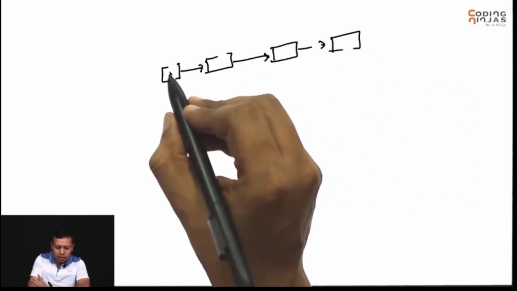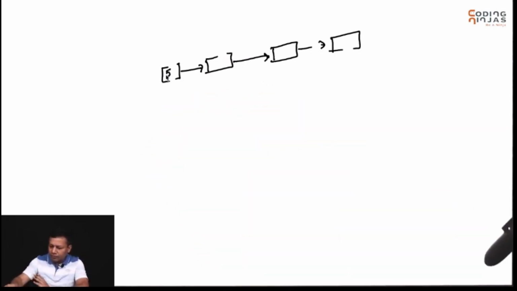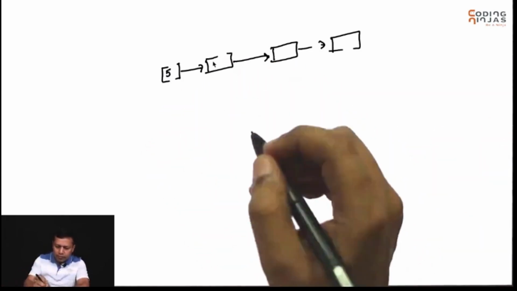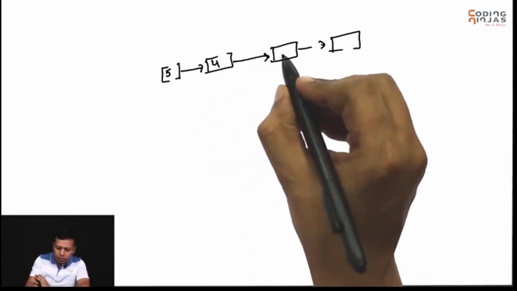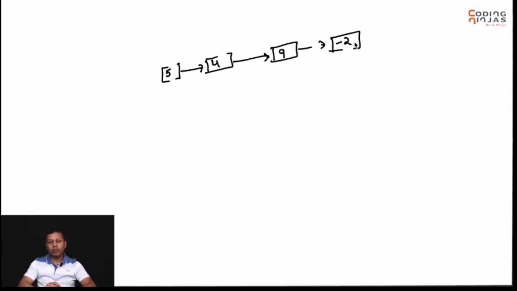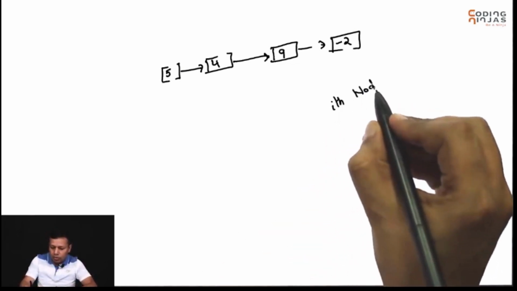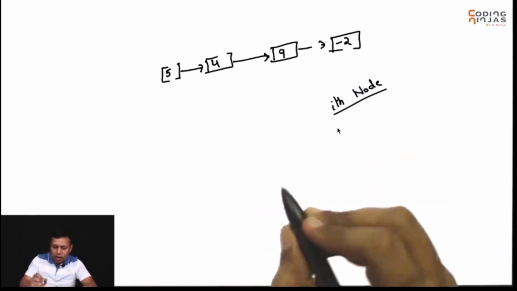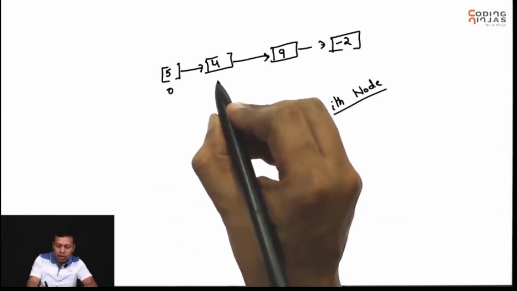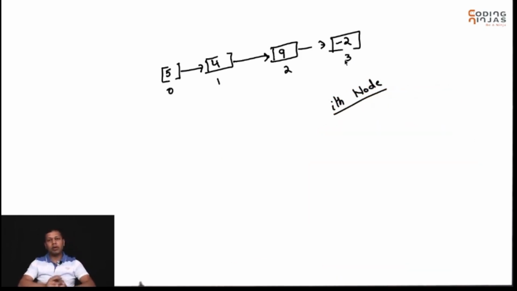Say I have numbers, say 5, 4, 9 and -2. And I have to print the ith node, where i starts from the 0th index. This is 0, this is 1, 2, 3. So my nodes are indexed, and the indexing starts from 0.